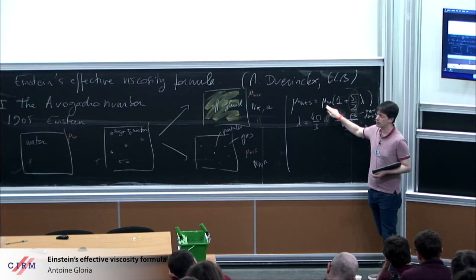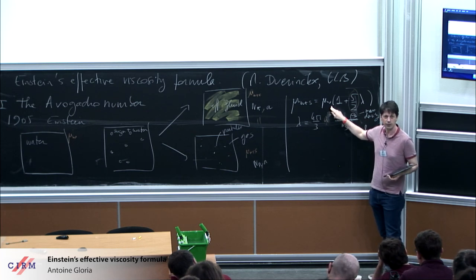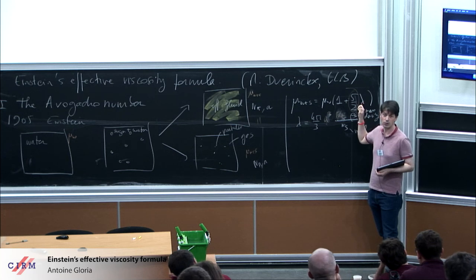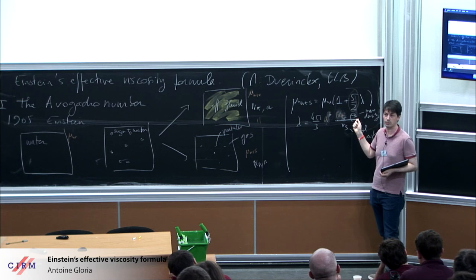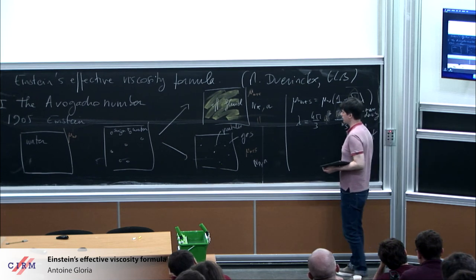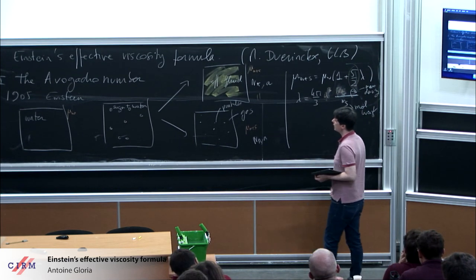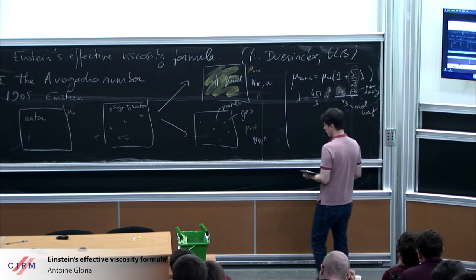So this is not an identity, of course. I mean, this is, if you like, a Taylor expansion in lambda. And that's only the first term of the Taylor expansion, which depends on nothing. And that's good, because then in the experiment, you don't have to care much. OK, so that's the first formula. It's called the Einstein effective formula for the viscosity.